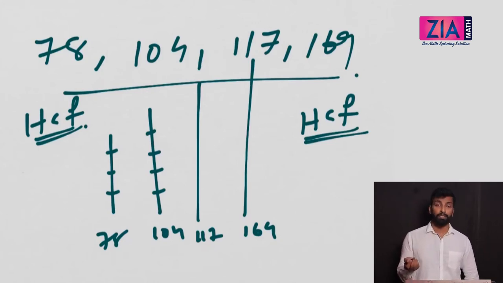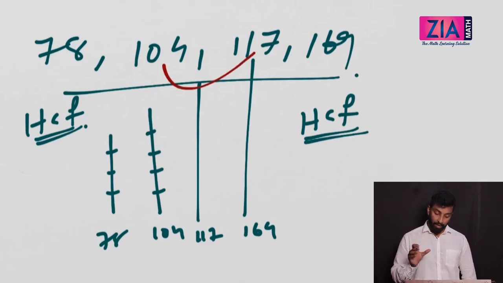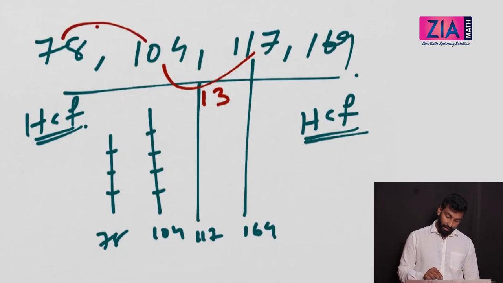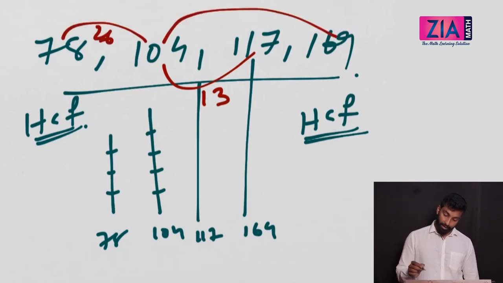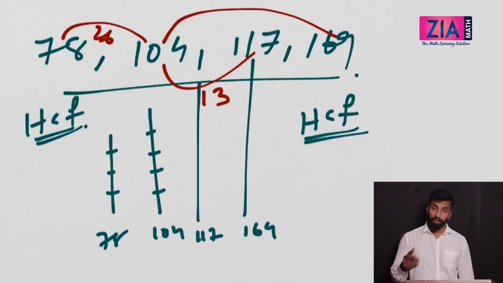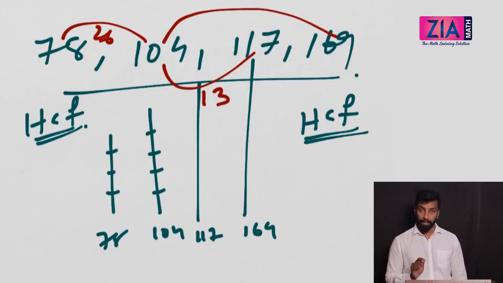I've already told you the shorter or the faster method. You take the minimum difference. When you have numbers which are given, you take the minimum difference. Where do you get the minimum difference? You get it here, right? 13. If you take here, you'll get 26. If you take here, you will get 65, etc. So you don't want to bother about any other difference. The moment you see it, you understand that 104 and 117 is going to give you the minimum difference, 13.